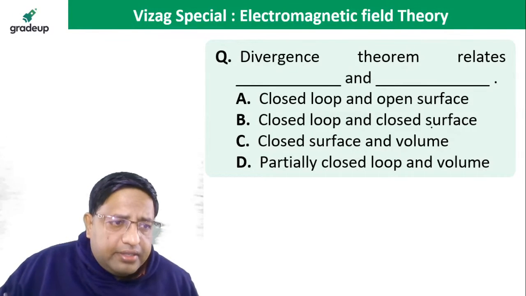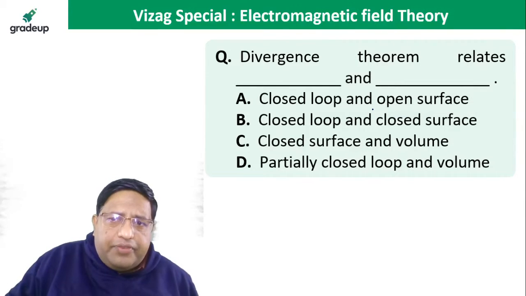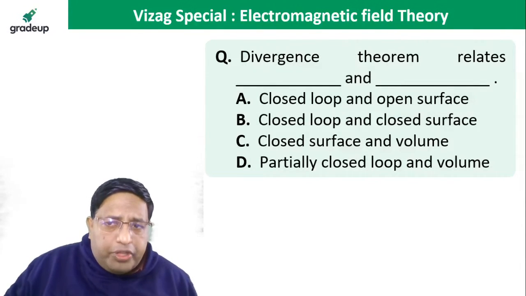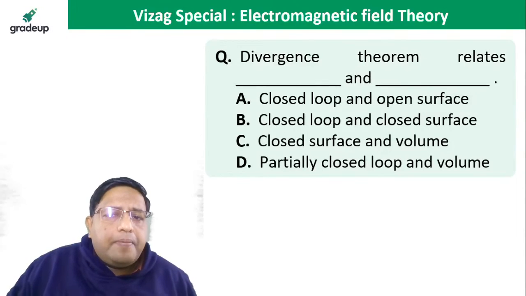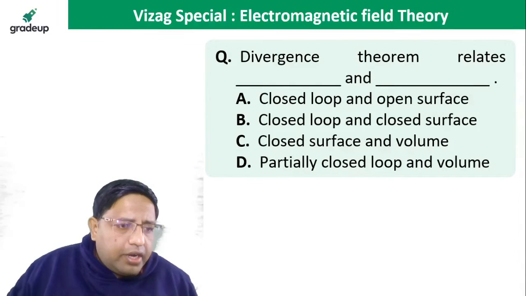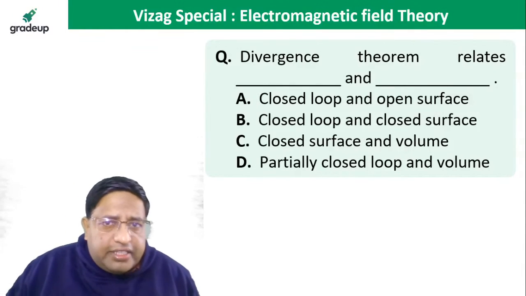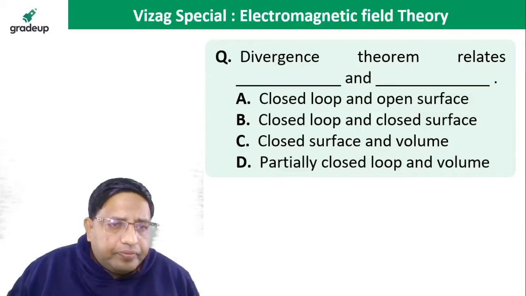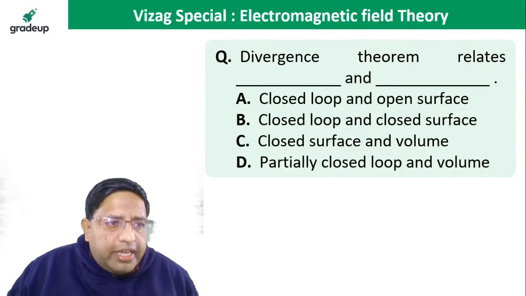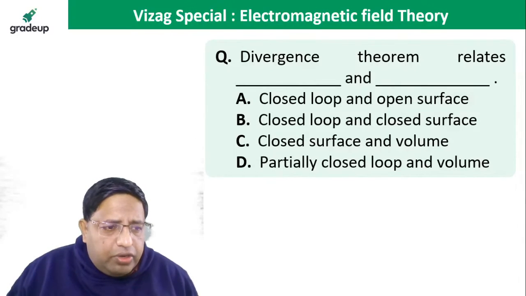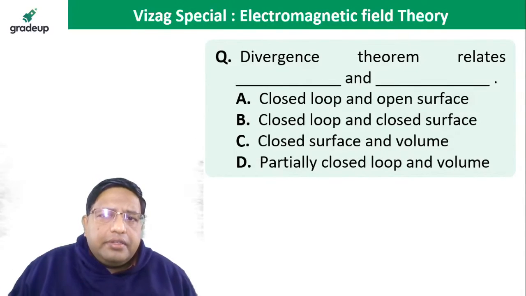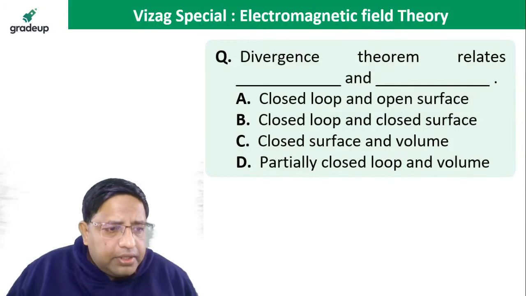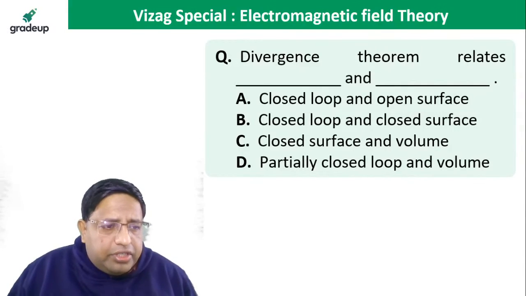Divergence theorem relates which? Closed loop with open surface, closed loop and closed surface and volume, partially closed loop and volume. Try to give the answer. There are two theorems, Stokes theorem and divergence theorem. So the divergence theorem relates which? Try to give the answer of this question. Easy question.